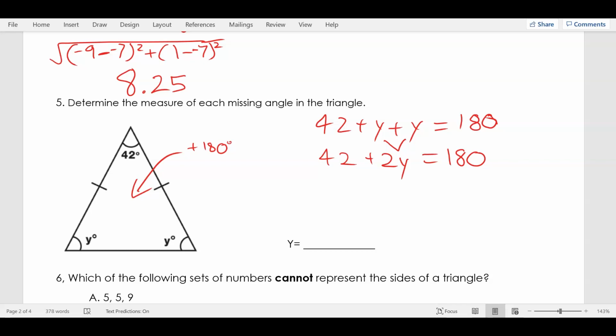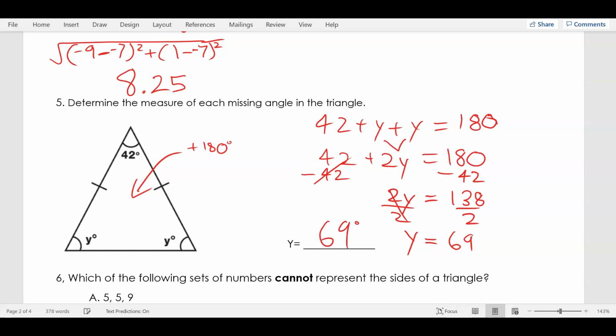Now, if I'm solving for y, on the left side, I need to get rid of the loner, which is 42. Since it's positive, I'm going to do the opposite and subtract. So minus 42, 2y equals, okay, I should get 138. Last step to get rid of that 2, we divide by 2, and we get 69. Okay, so that's what we get for y. That's how many degrees we get.